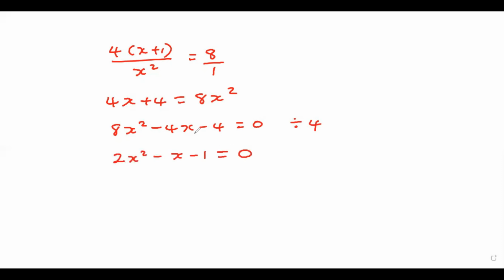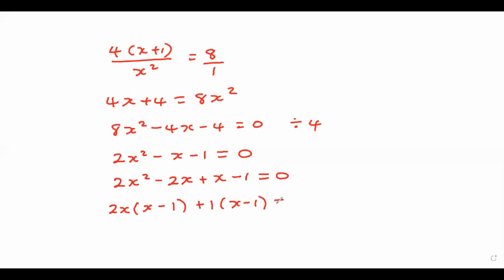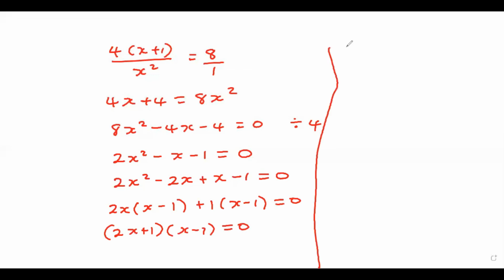Now we'll do the AC method, solving the quadratic. So it's 2 times that. So we have 2x squared minus 2x plus x minus 1 being equal to 0. So that's 2x(x minus 1) plus 1(x minus 1), that's 0. So that's (2x + 1)(x - 1) being equal to 0. So we have 2x plus 1 equals 0, and x minus 1 equals 0. So here x will be equal to minus a half, and x will be equal to 1.